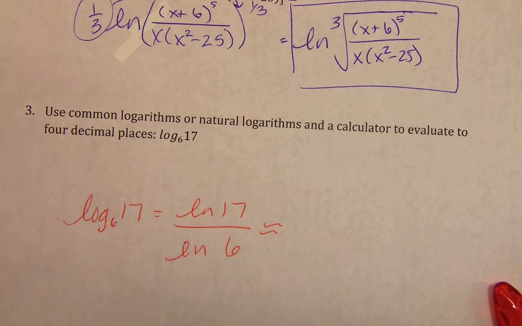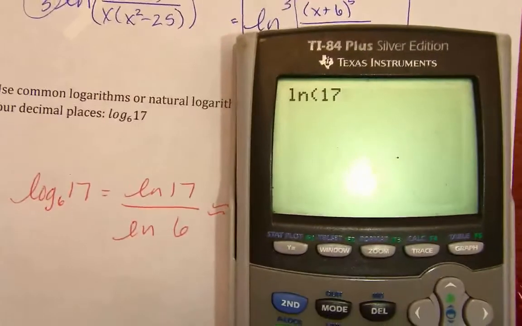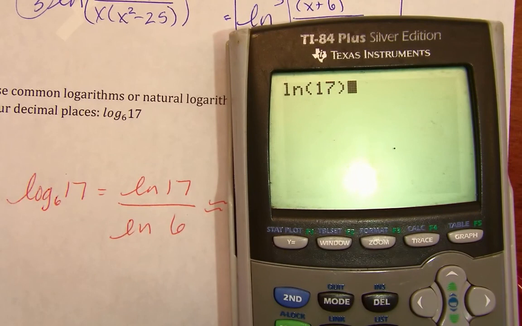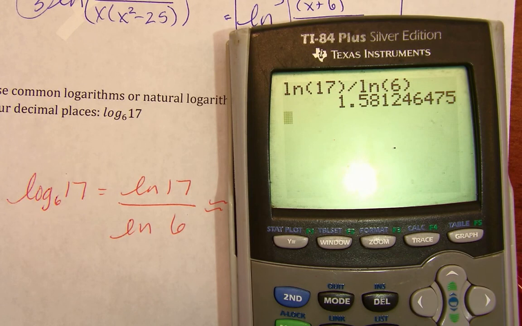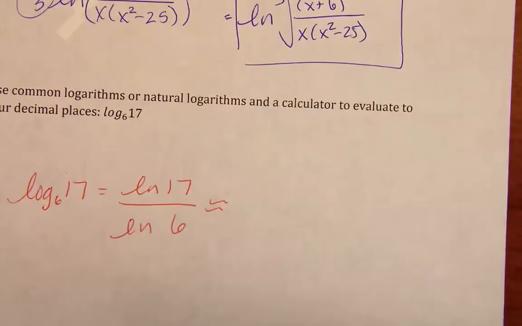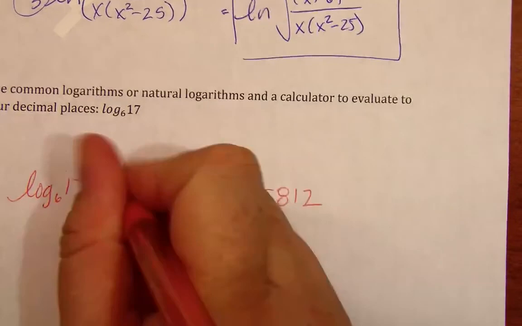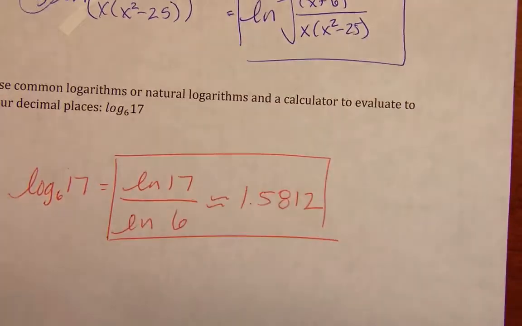So we have natural log of 17, close the parentheses, divided by natural log of 6, close the parentheses, enter, and we're rounding to 4 decimal places. So we're rounding to 1.5812. Both of these are my answer, and that is the end of section 3 for chapter 3.